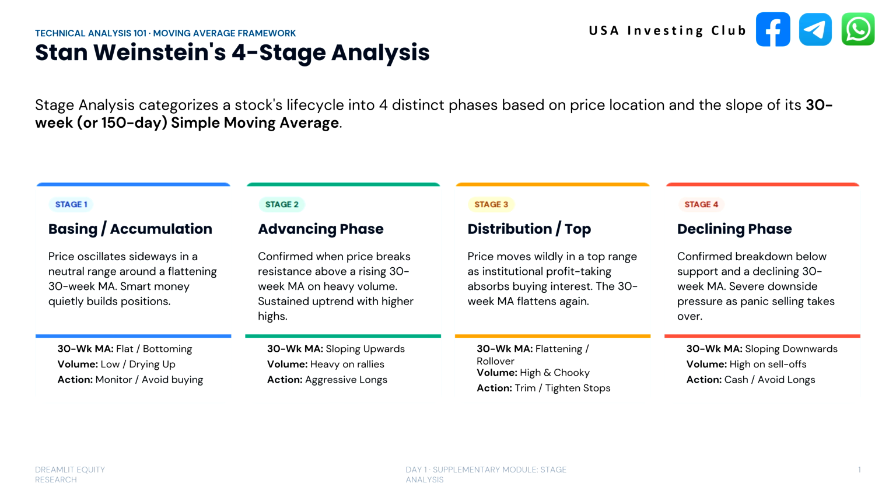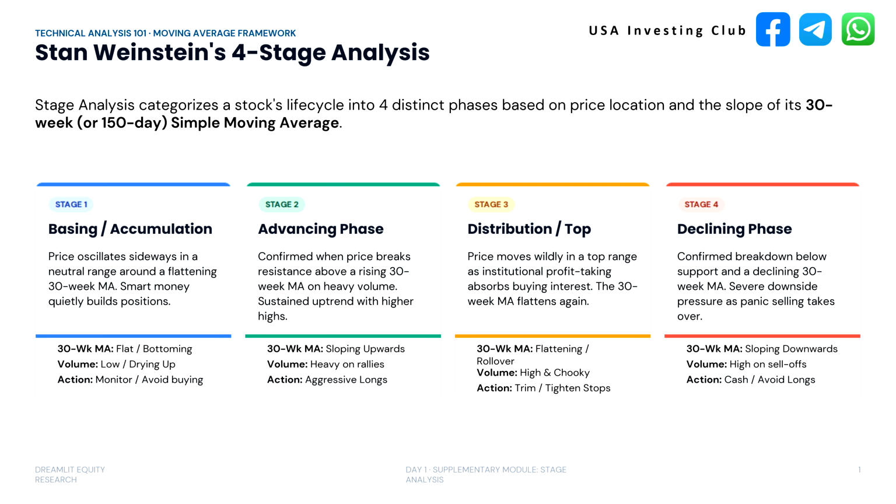Stage 1 is basing, or accumulation. Price oscillates sideways in a neutral range around a flattening 30-week moving average, while smart money quietly builds positions without moving the price much. Stage 2 is the advancing phase. This is confirmed when price breaks above resistance, above a now rising 30-week moving average on heavy volume. A sustained uptrend of higher highs follows.